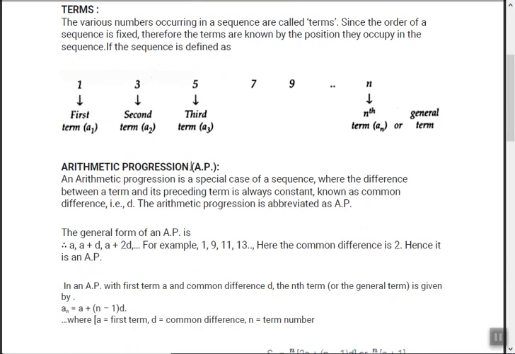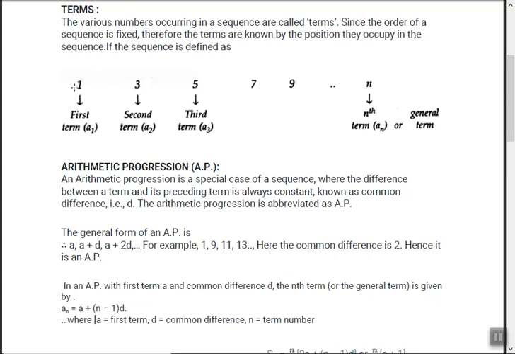Now let's come to the AP definition, arithmetic progression. An arithmetic progression is a special case of a sequence where the difference between a term and its preceding term is always constant, right? Remember my first definition: the same number is added. That is the meaning. The difference between a term and its preceding term is constant.